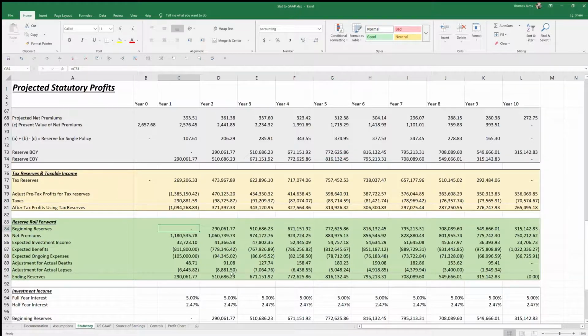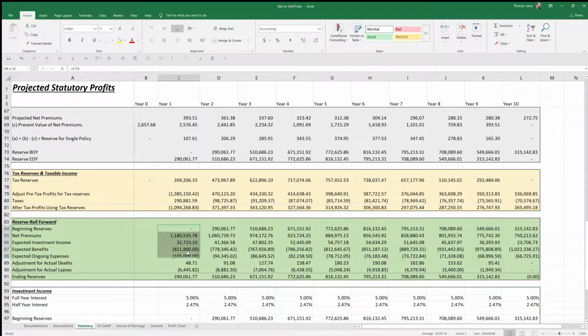Beginning reserves start off with 0. We're going to add in net premiums. We're going to put in some investment income. Now that investment income is going to be based off of the timing of premiums and benefits, and it's going to be using the conservative statutory reserve assumptions. We're going to have expected death and expected expenses. And then we have to make a couple more adjustments here. And those couple of adjustments are for the idea here.